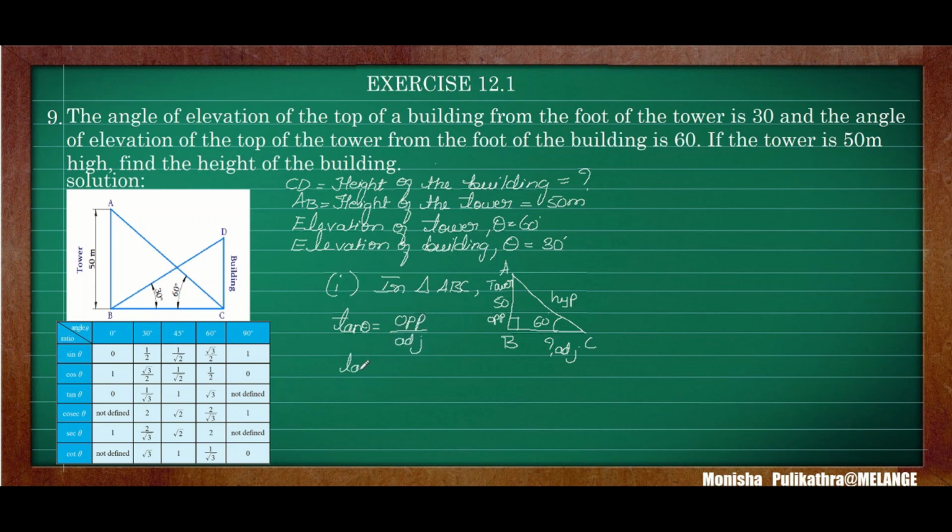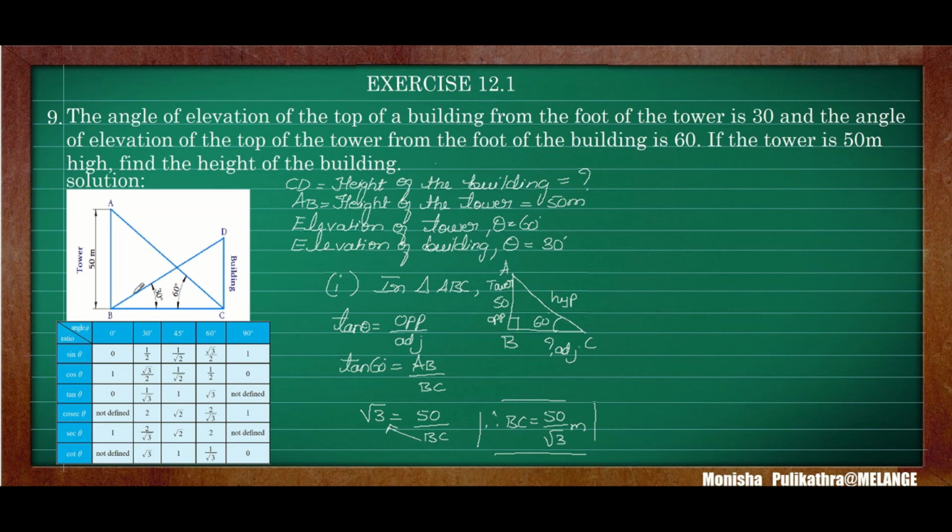Tan theta, where theta, the elevation of the tower, is 60 degrees. So tan 60 degrees is equal to the opposite side AB by the adjacent side BC. From the chart, tan 60 is root 3. So root 3 is equal to 50 by BC. When we cross multiply, BC is equal to 50 by root 3 meters.